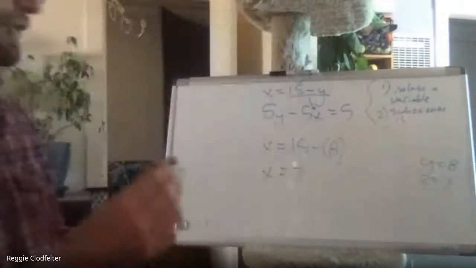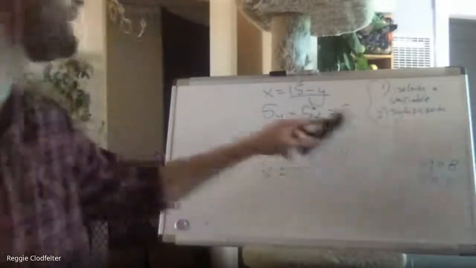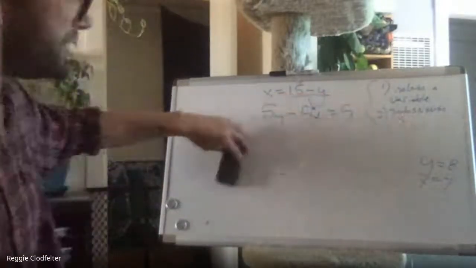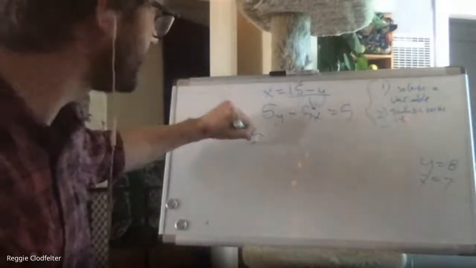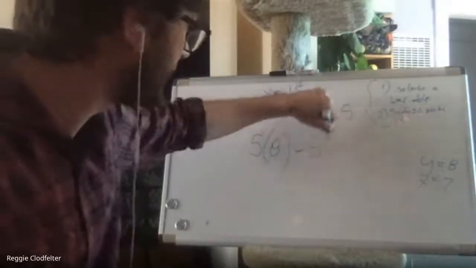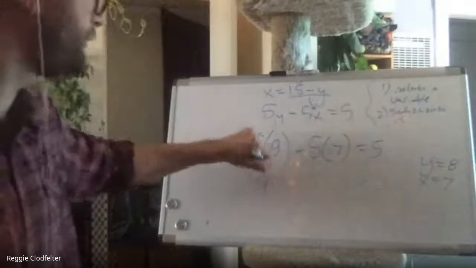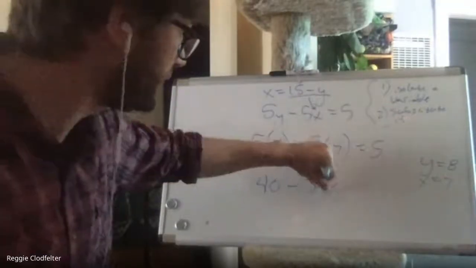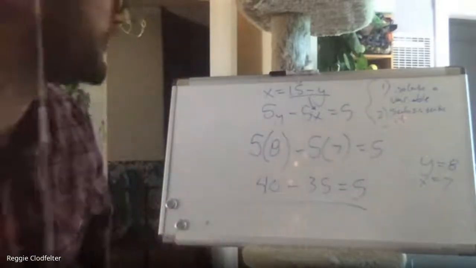Now, if I want to confirm I did it correctly, I plug my x and y values into the other equation and see if it makes a true statement. Does 5 times y, which is 8, minus 5 times x, which is 7, equal 5? That would be 40 minus 35 equals 5. This is a true statement. Therefore, my answers are correct.